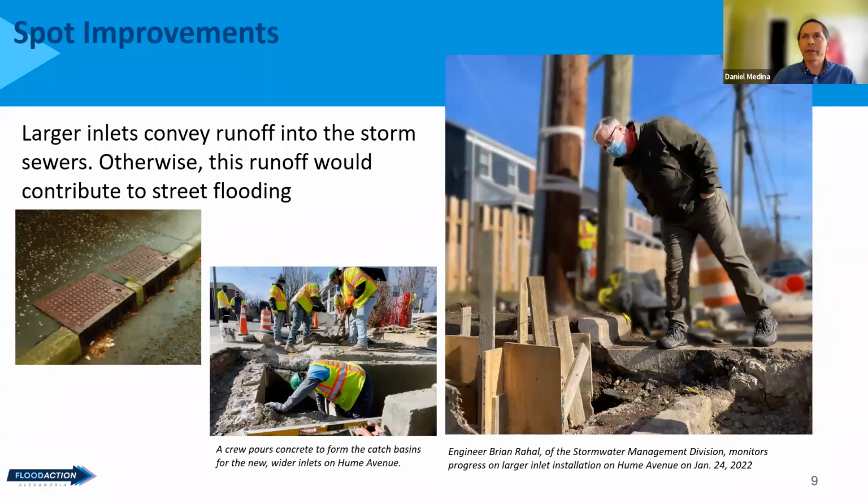We also have spot improvement projects. Many of them are about inlets. An inlet is what you see on the leftmost photograph. It's where the water goes in. So when it rains, water falls on the street, the water goes into these inlets. These inlets are connected to a pipe, which is called a storm drain system, and that pipe goes to a stream. Sometimes these inlets are too small. So even if there's capacity in the pipe, water just can't get into these.